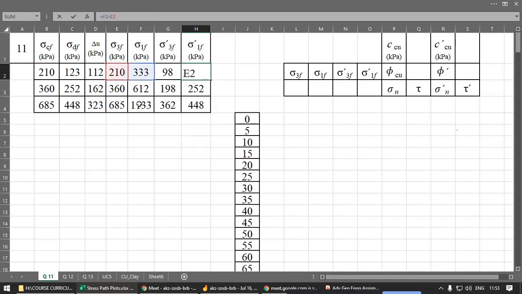So here you see it is 210, sorry, it will be this one. We will pull it down and it will be this minus this, E2 minus D2. So total stress minus pore water pressure is the effective stress. Enter. So that is the effective confining stress. And what is sigma 1 dash? Sigma 1 dash is total sigma 1 minus pore water pressure. So that is the sigma 1 dash. Enter.